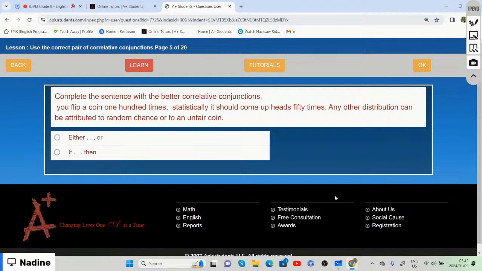So we can just use either or, or if then. So we can say either you flip a coin 100 times, or statistically it should come up heads 50 times. Any other distribution can be attributed to random chance or to an unfair coin. Or the next one is if you flip a coin 100 times, then statistically it should come up heads 50 times. Any other distribution can be attributed to random chance or to an unfair coin.